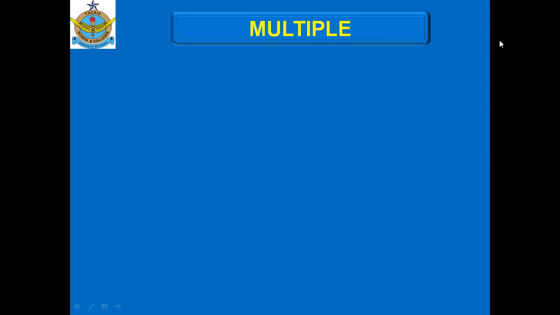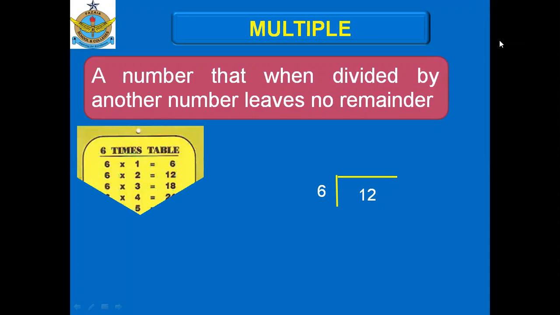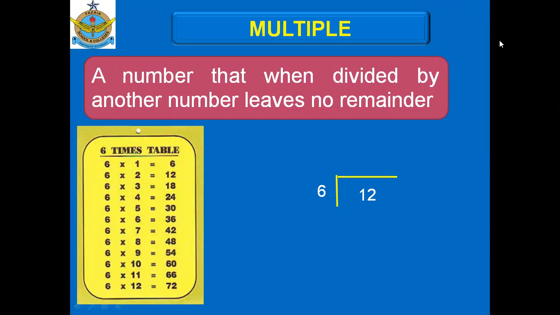Multiples. Now I tell you multiples with the previous slide. You say that multiples are the table. Okay, multiples are the table. And how do we define a multiple? A number that when divided by another number leaves no remainder. And here is the example: 6, 12. 12 divided by 6. As we know that 6 twos are 12, that's why here we do the division and we get the answer or quotient 2.